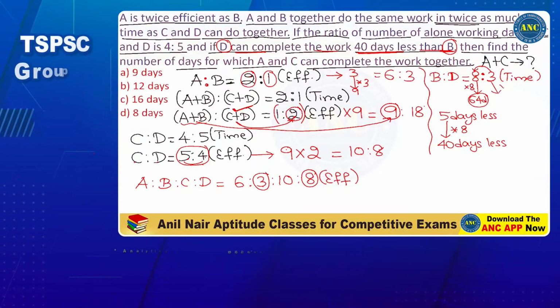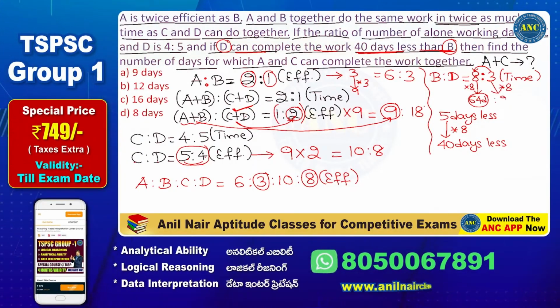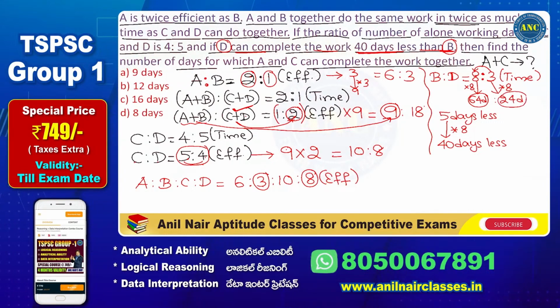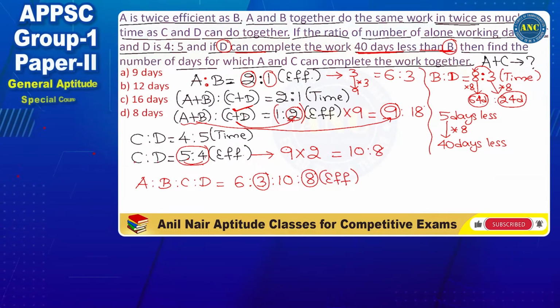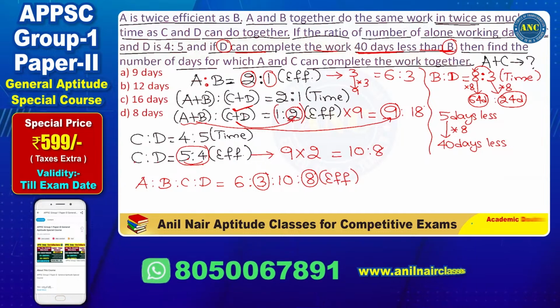3 also multiplied by 8. So D is nothing but 24 days. If you check right now, B is 64 days, D is 24 days. So D is taking 40 less than 64, which is 24. So 64 minus 24 is 40, which is actually what is given in the question also.